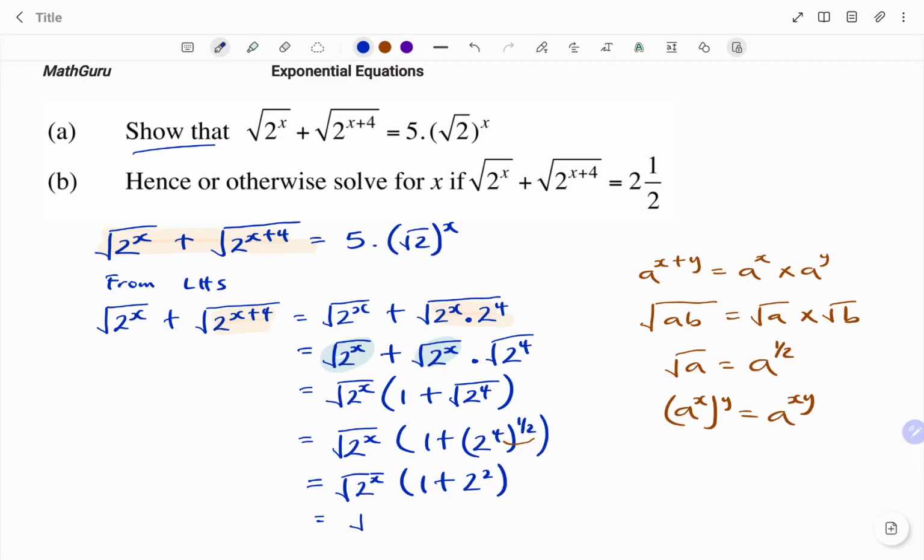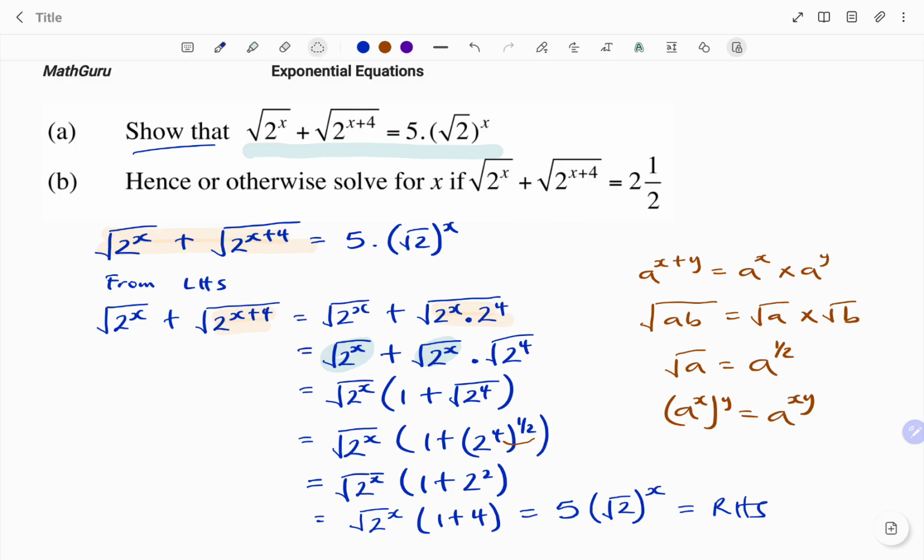Root of 2 to the power of x in bracket 1 plus 2 squared is 4, and that will give me 5. That's 1 plus 4. Therefore, my final answer, 5 root of 2 all raised to the power of x, which is equal to my right-hand side. So I've been able to show that the root of 2 to the power of x plus the root of 2 to the power of x plus 4, if I simplify, will give me 5 times root of 2 all raised to the power of x.